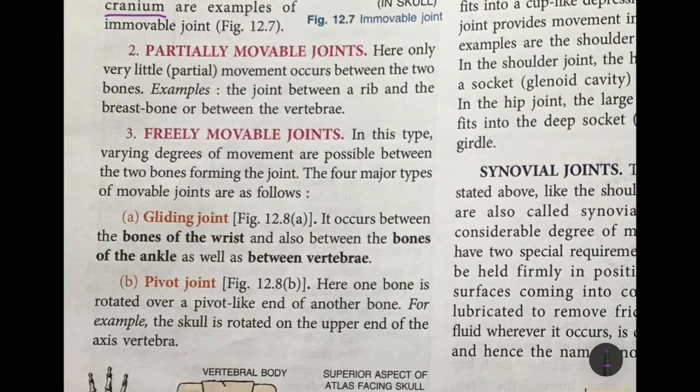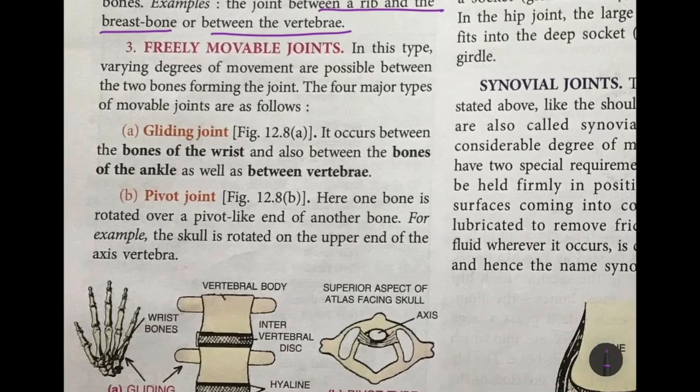Next is partially movable joints. Here only very little movement occurs between the two bones. The joint between a rib and the breastbone and between the vertebrae are examples.